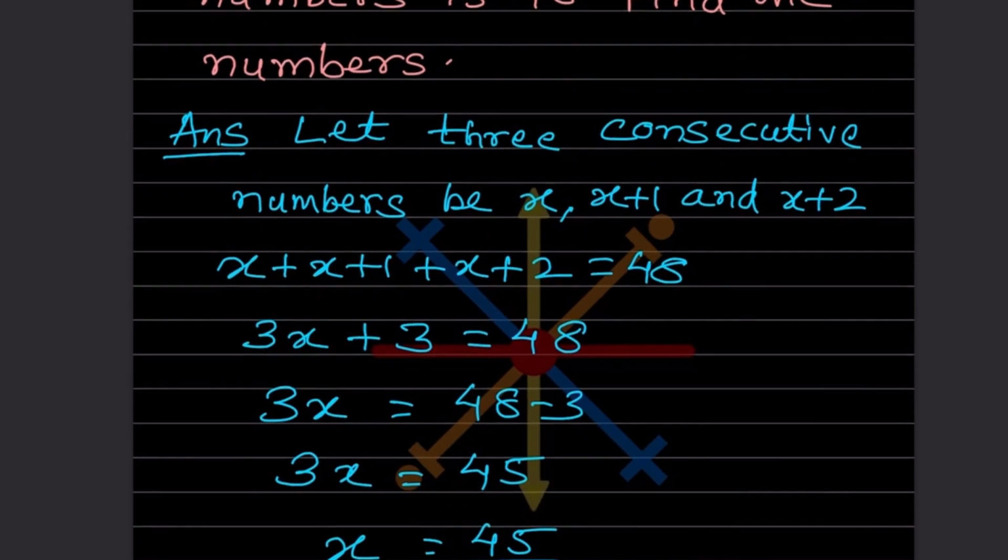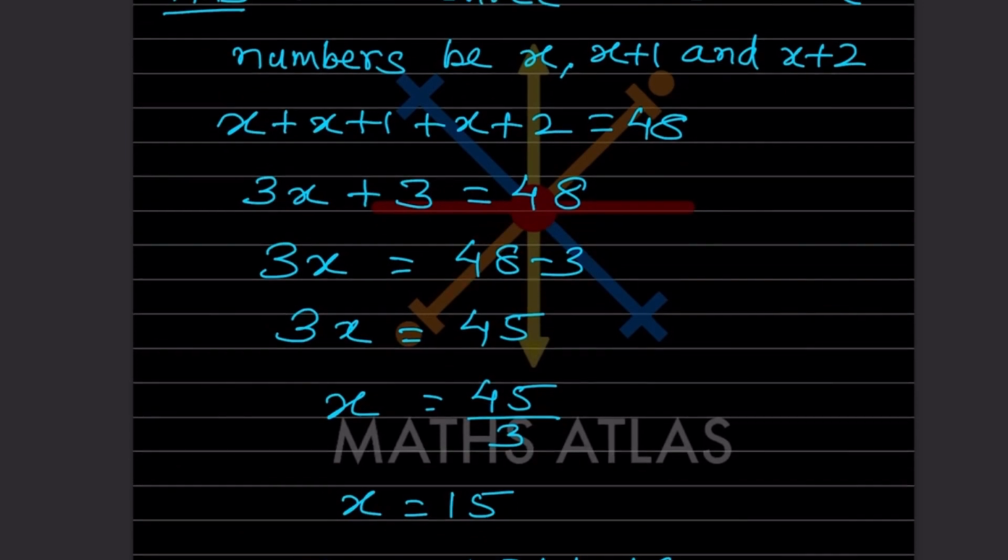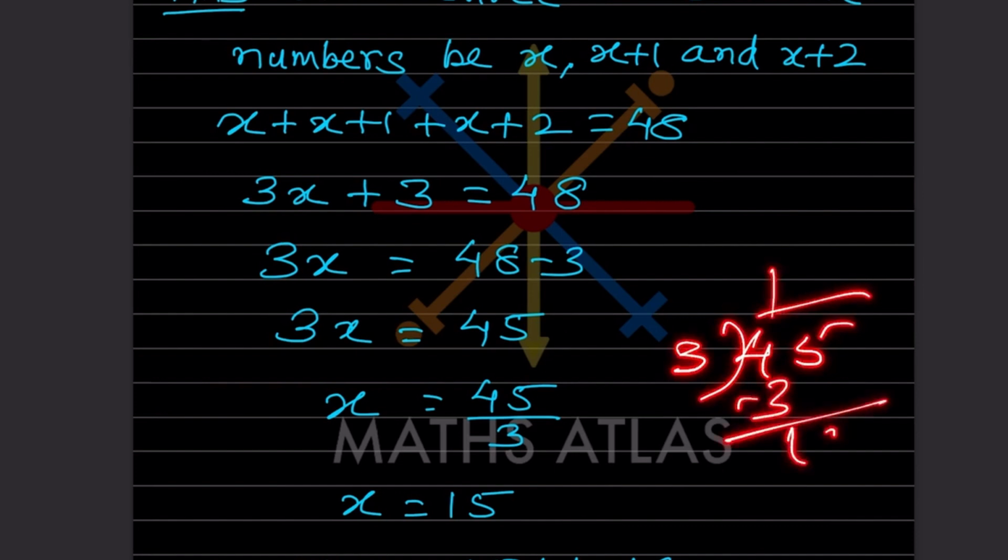So when we solve this, 3x will be as it is, 48 here itself. Plus 3 will go on the other side, it will be minus 3. So 3x is what? 45. So x is going to be 45 by 3. So 45 divided by 3. You can also do like this. 3 ones are 3 and 15.